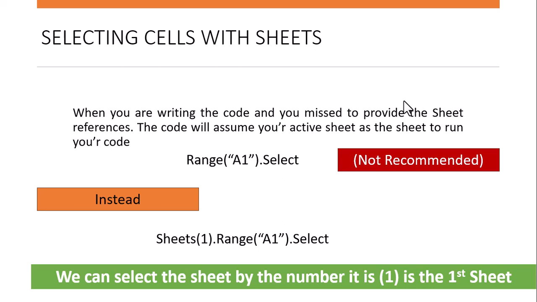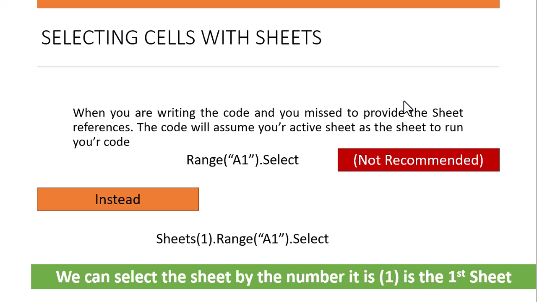is in place. So when you're writing a code, please remember that if you don't specify the sheet name, it will automatically understand whatever the active sheet is at the moment. It will consider that as the place where it has to do all the code that you write, whether you're going to select, copy, paste, cut, or whatever you want to do. Instead of doing that, specify the sheet.